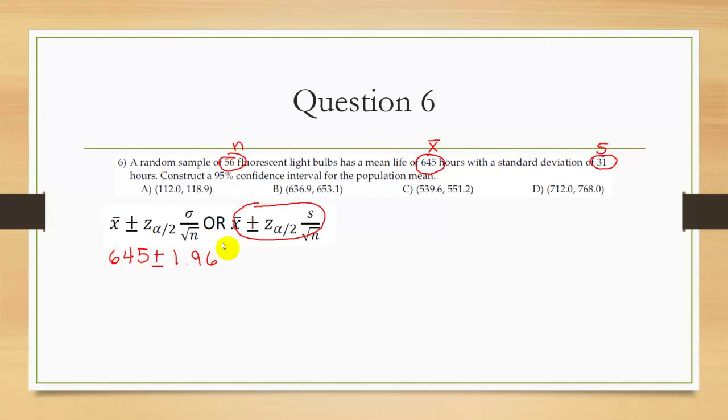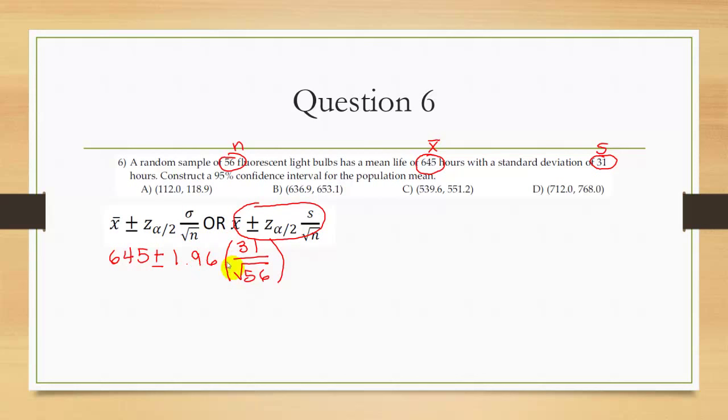And our S was 31. And our N is 56. Now, a quick note, I might be nice on the test, and I might just have this as the answer, where you just plug in the numbers and actually do the calculation.